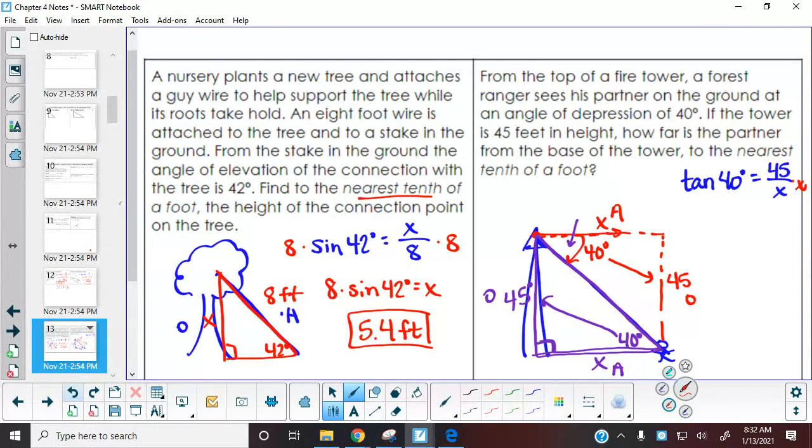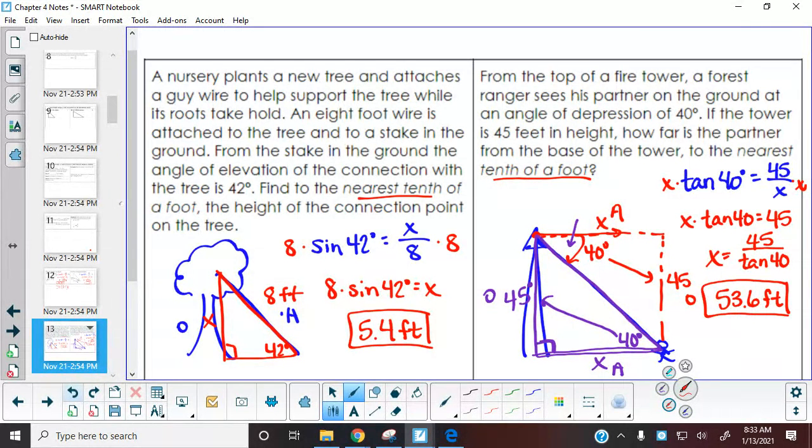So we would multiply this by x, multiply this by x. So at this point, we'd have x times tangent of 40 equals 45, and then divide each side by tangent of 40. So again, guys, the last two are exactly the same as the first two. The only difference is you are responsible for setting up your picture. Okay, so this is going to be, to the nearest tenth of a foot again, 53.6 feet. And that is our answer.